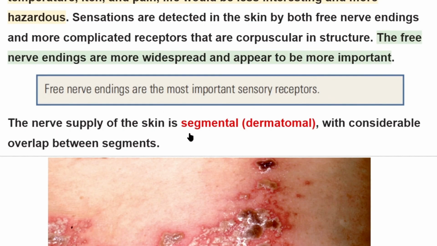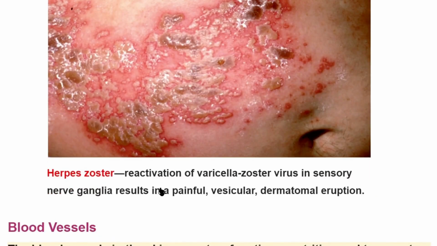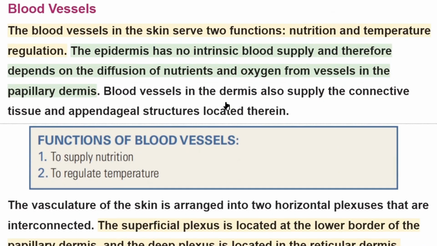The nerve supply of the skin is segmental, dermatomal, with considerable overlap between segments. In herpes zoster, as we can see here, we can see the blisters and erosions of herpes zoster virus. Reactivation of varicella zoster virus in sensory nerve ganglia results in painful vesicular dermatomal eruptions, and this is due to the segmental, or dermatomal, innervation of the skin.